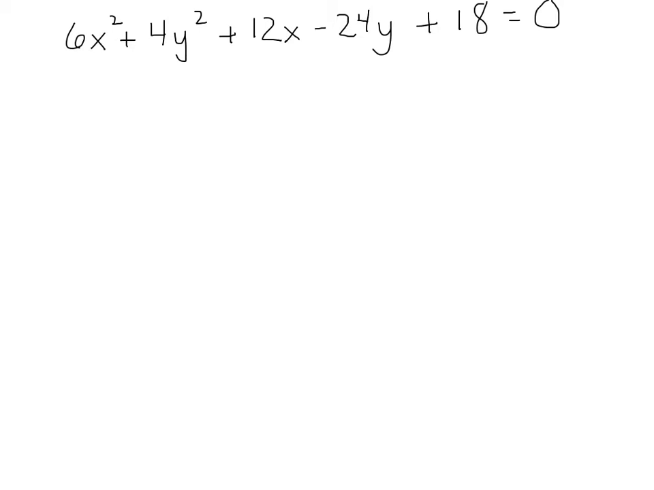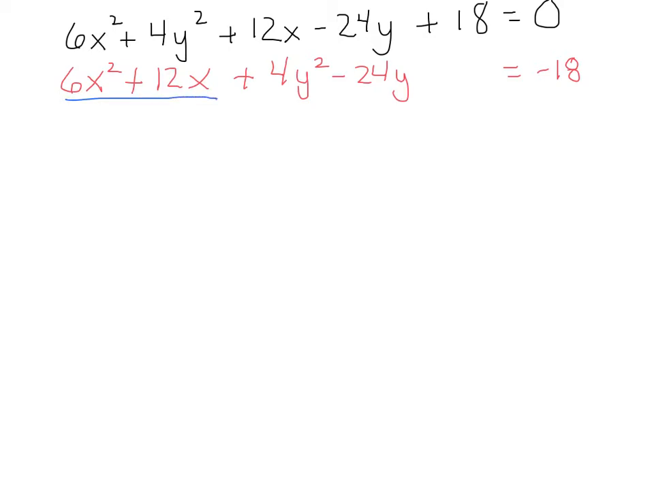algebra. So in order to complete the square, I notice I have an x squared term and an x term. I have a y squared term and a y term. Ultimately, I'm going to have to complete the square for both of these, so I'm going to do a little rearranging. I'm going to put my x squared term and my x term together. I'm going to put my y squared term and my y term together, and my constant is just going to move to the other side to get it out of the way.